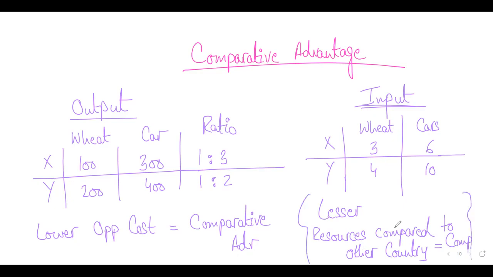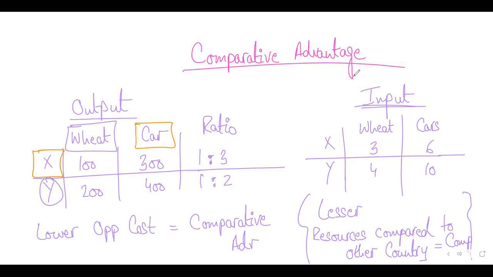In the output case, we look at the ratios within the country. So in this case, X has to give up 3 units of cars to produce 1 wheat, whereas Y has to give up only 2 units of cars to produce 1 wheat. So Y has lower opportunity cost for producing wheat. So Y has comparative advantage in wheat, whereas X has comparative advantage in producing cars. Abdurrahim, are you following me? I know it's very complicated and tricky.